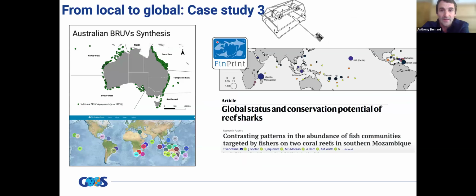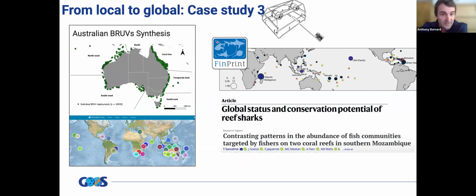Another good example is the research carried out with baited remote underwater video systems, or BRUVs. Historically, the BRUVs research community has been highly standardized around the world, even though there's a large number of institutions carrying out independent research. And because of this high level of standardization, local scale projects can easily be integrated or merged into regional and global data sets.